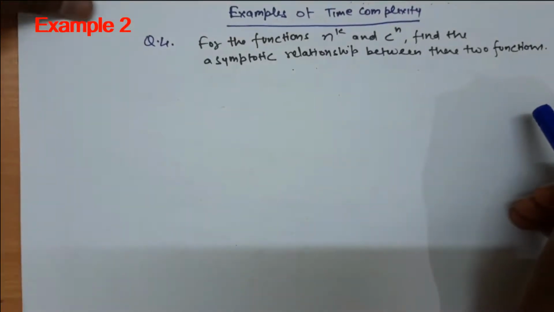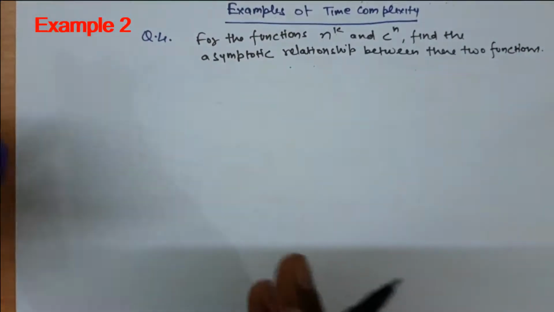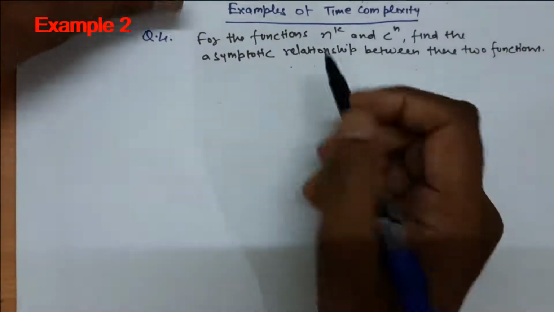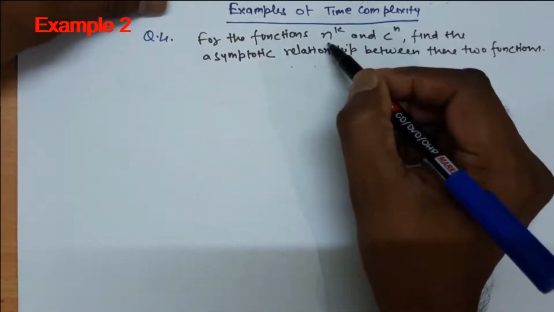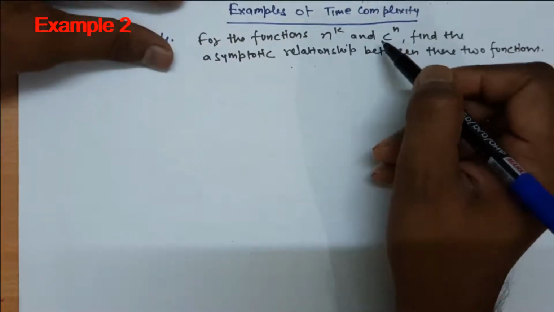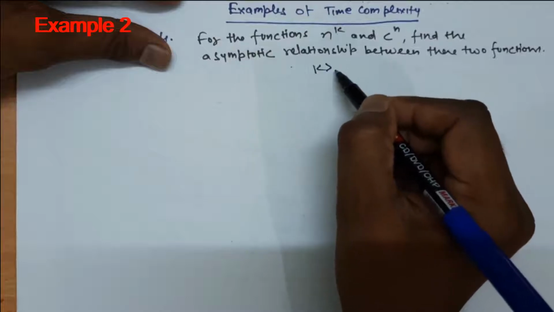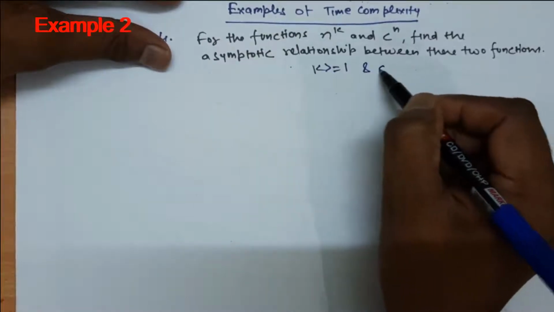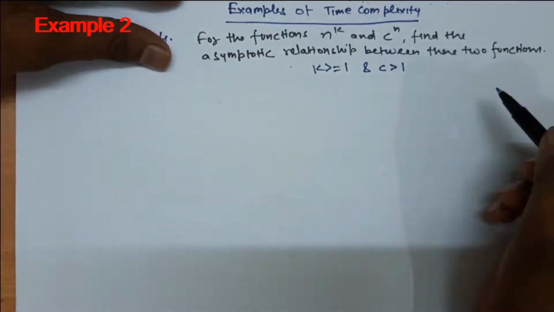So the second question is, for the function n to power k and c to power n, find the asymptotic relationship between these two functions. Means we want to find the asymptotic relationship between n to power k and c to power n. Okay, so we have to assume that k is greater than or equals to 1 and c is also greater than 1. Okay, and both of these are constants.